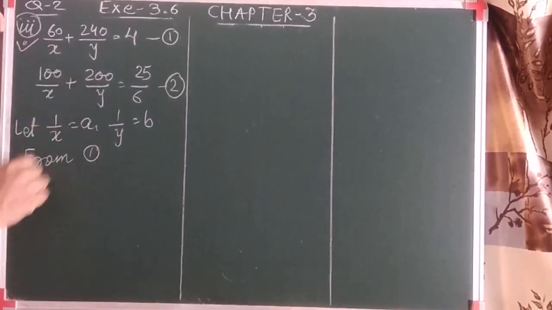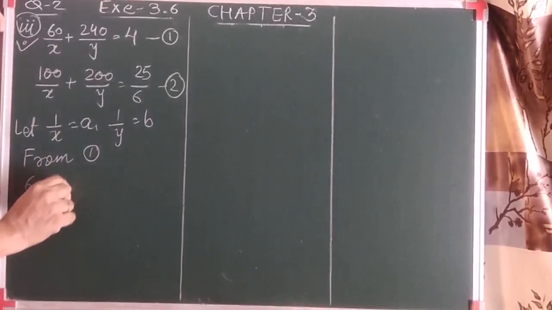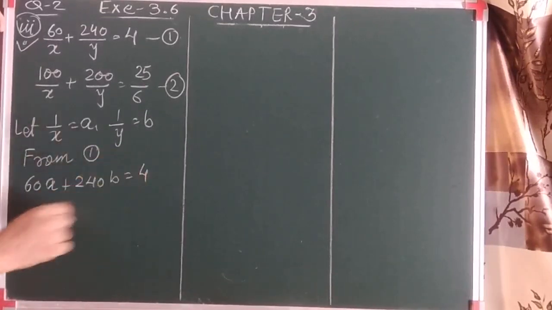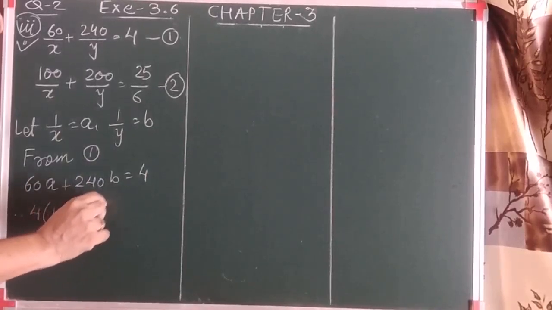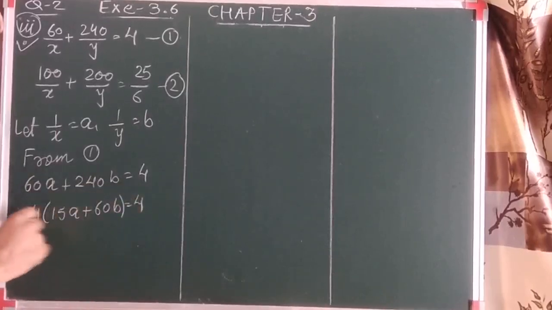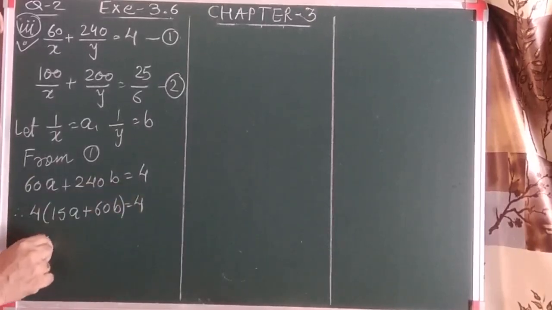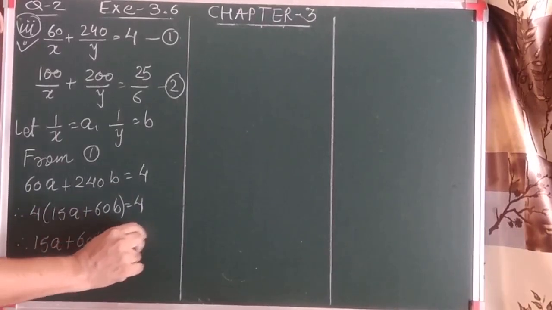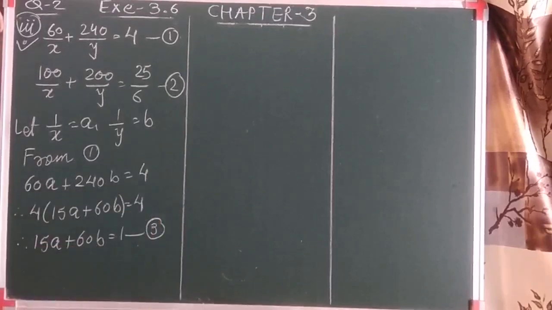Substitute these both values in equations 1 and 2. So from equation 1 we will obtain 60a plus 240b is equal to 4. As you can see that 4 is common, so 15a plus 60b is equal to 4. Both the 4s will cut if I take the 4 to the right hand side. So this is the third equation we obtain.